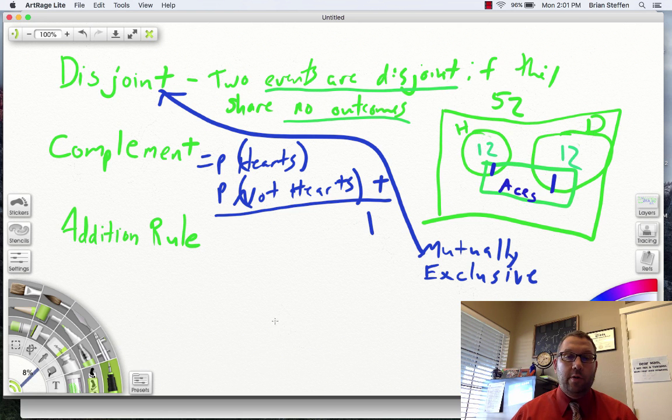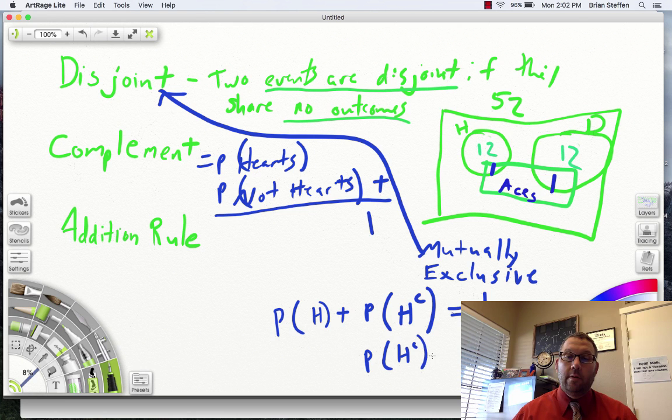Now there's a special notation that we really use instead of this. I would say probability of hearts plus probability of hearts complement, that means not hearts, is equal to 1. How we use this most often would be if I want to find the probability of hearts complement, I would do 1 minus the probability of hearts. That's the complement rule, but that's the idea of what complementary events are.